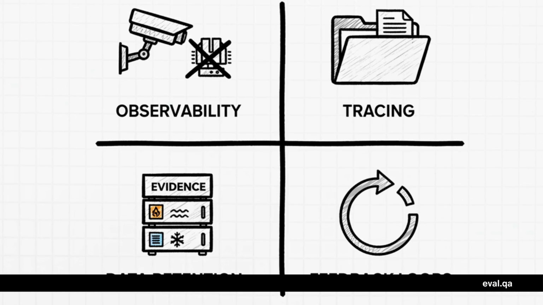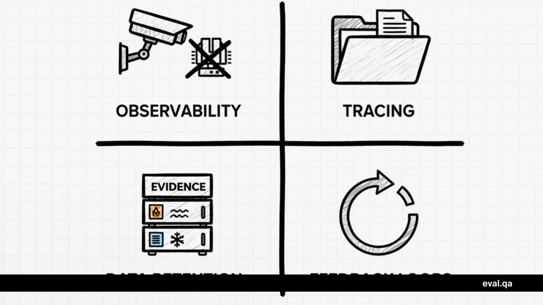So let's wrap this up. What are the key takeaways from our investigation today? First, you've got to go beyond the simple smoke alarm of monitoring and get the full security footage with observability to find the why. Second, use tracing to create that case file for every single AI decision. Third, be smart about your evidence locker with a tiered retention policy. And finally, and this is the big one, use all that evidence to build feedback loops and make your AI smarter over time.